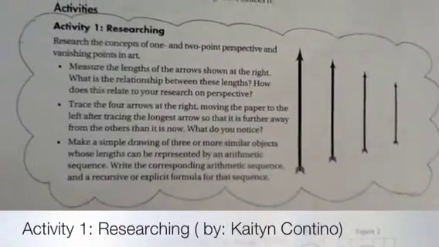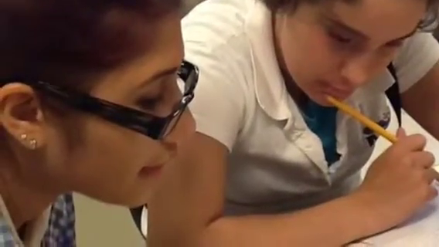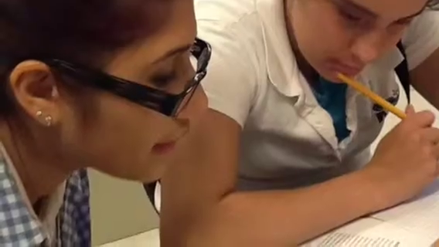Activity 1, researching. Measure the lengths of the arrows shown at the right. What is the relationship between these lengths? How does this relate to our research on perspective? The relationship between these arrows is that the farther the object, the smaller it looks. This relates to our research because, and I quote, "smaller as their distance from the observer increases."